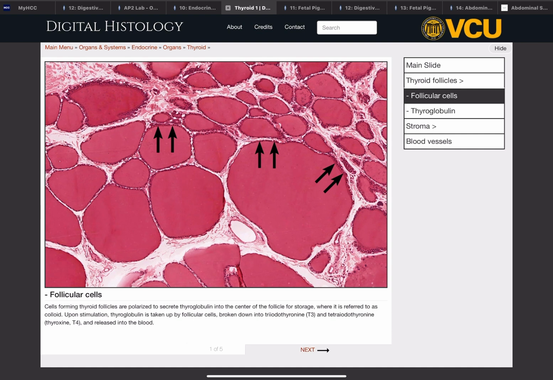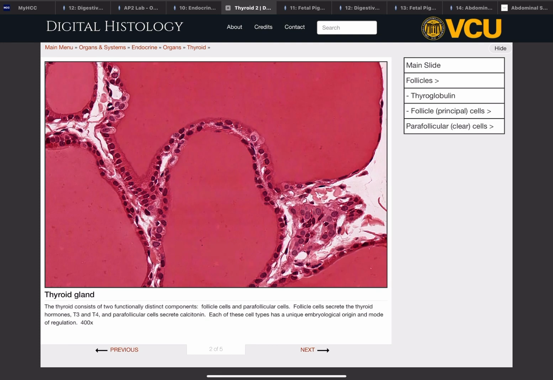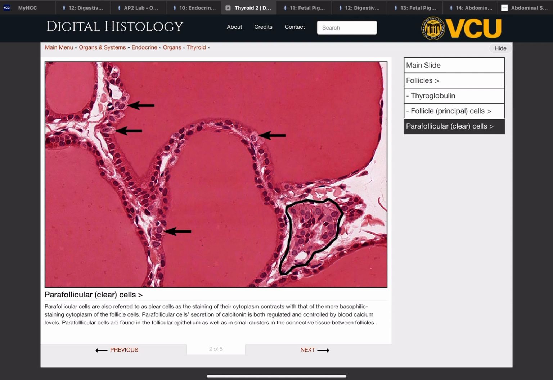You don't see parafollicular cells on this initial link that it's taking you to, the home page. So you can scroll to next and keep going, and now we can point and see parafollicular cells. So the parafollicular cells, some of them are found in the circumference. They typically have a lighter cytoplasm, and they're also found outside of the follicles, so in this cluster over here that's circled in the black outline.